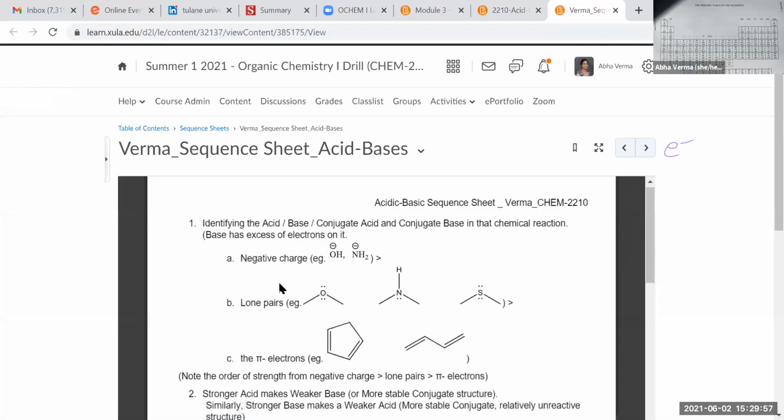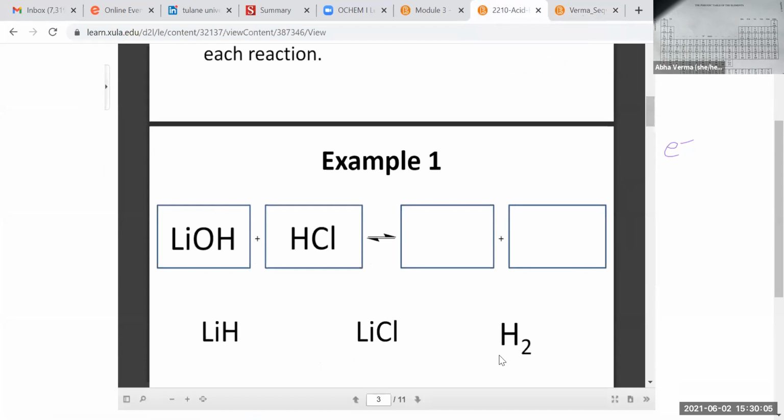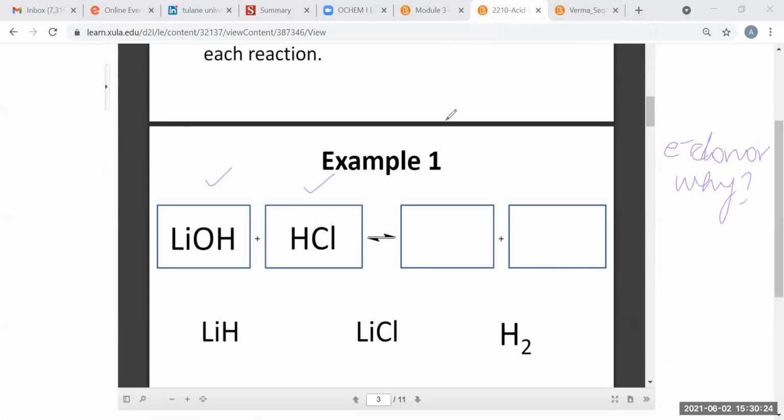So once you are able to identify your electron donor, let's look at this particular example. In this example, remembering counter ions, which of your molecules, this one or this one, is going to be your electron donor and why? The first one. Okay. And so why is the first one your electron donor? Because the oxygen has a negative formal charge.